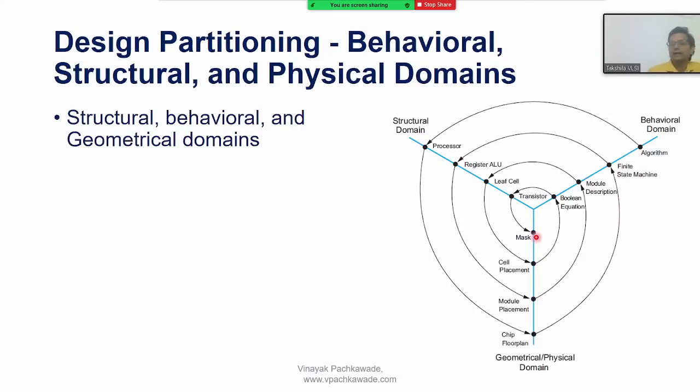And this is a graphical way in which we can understand this concept of how the system on chip design is partitioned. There are three domains. One is called the behavioral domain, one is called the structural domain, and one is called the physical domain. Let's see from this graph and try to understand.